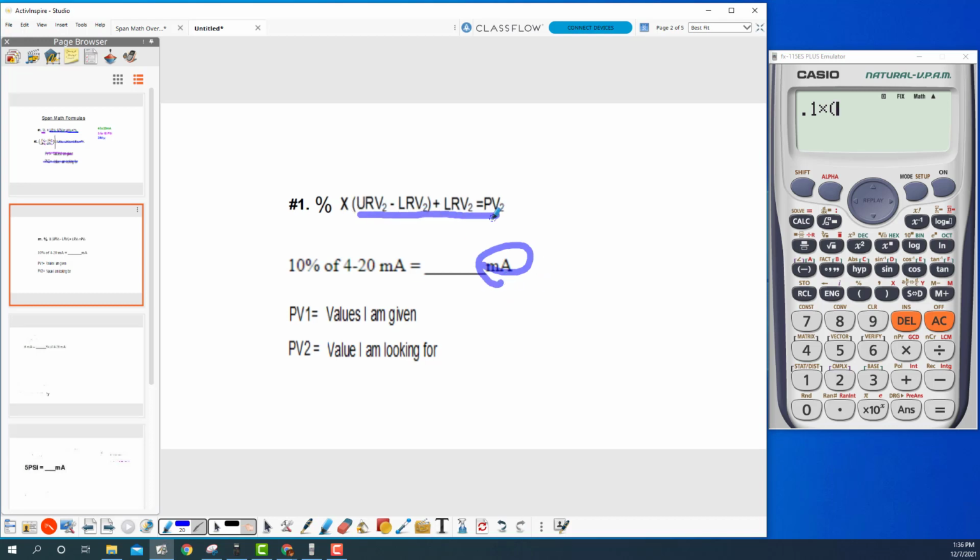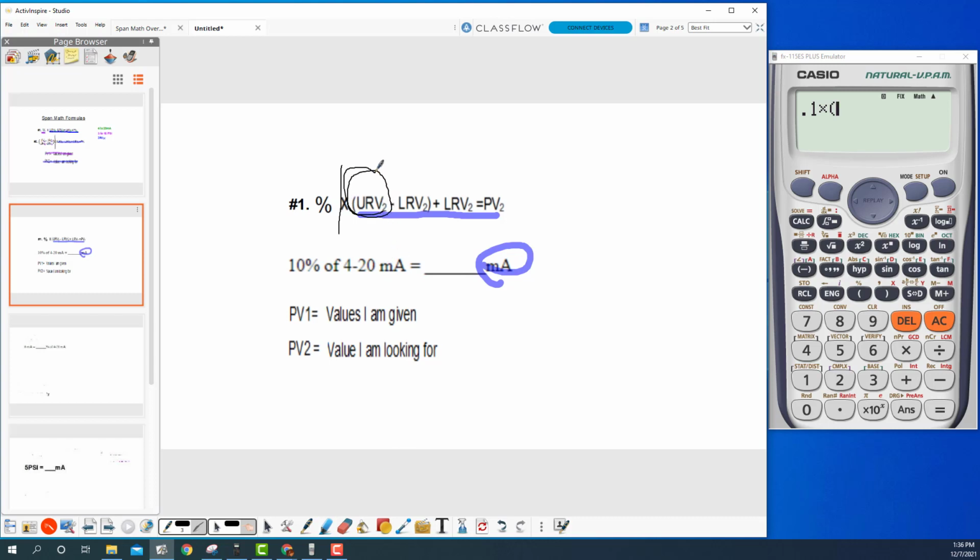And I'm working on this side of my multiplication sign. So I'm working on the right side of my multiplication sign. These are the numbers that I'm looking for. So I'm looking for milliamps, 4 to 20 milliamps. Let's look at our formula.